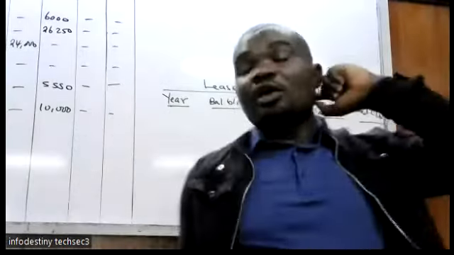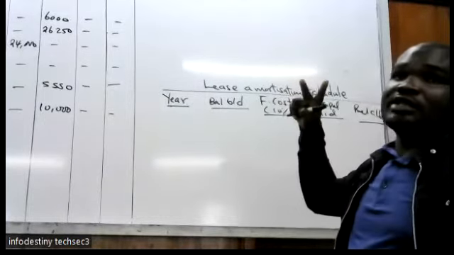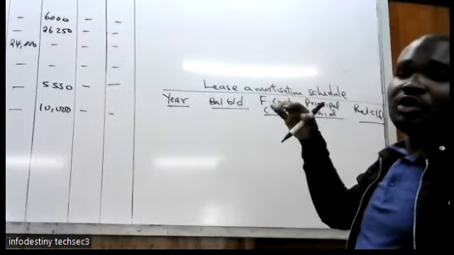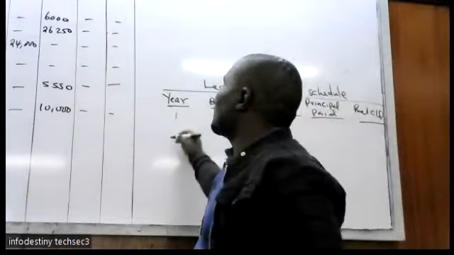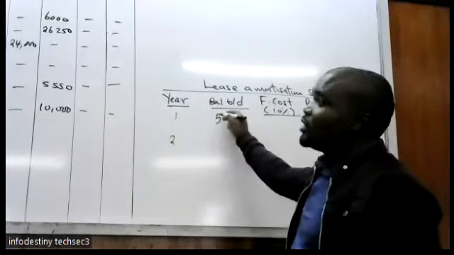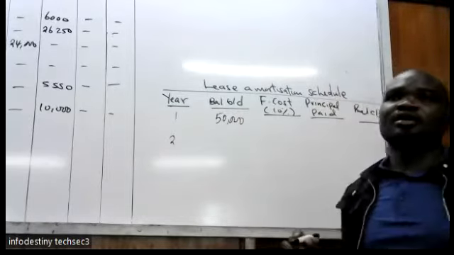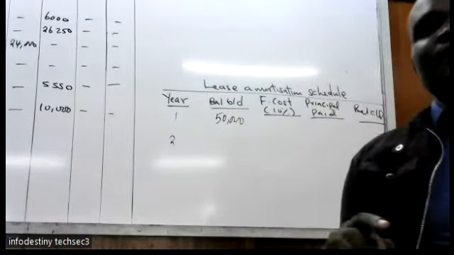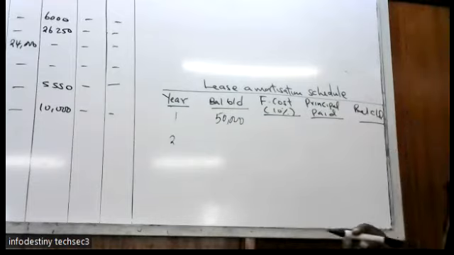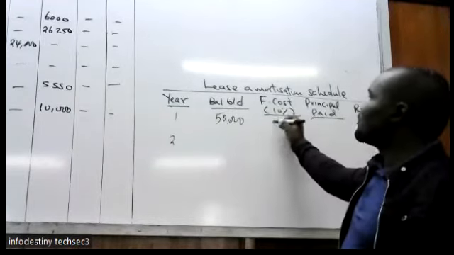So this is year 1. I'm going to be interested in year 1, but for this, just go for 2 years. Just go up to year 2. That's the idea. So year 1, year 2. The balance brought down is the value of the lease, which we have determined to be how much? 50. Finance cost will be 10% of the amount, which is 5.